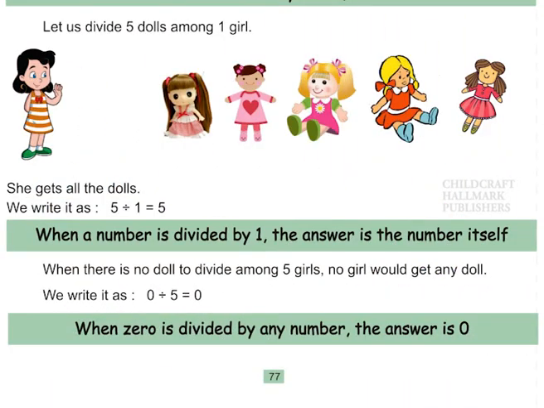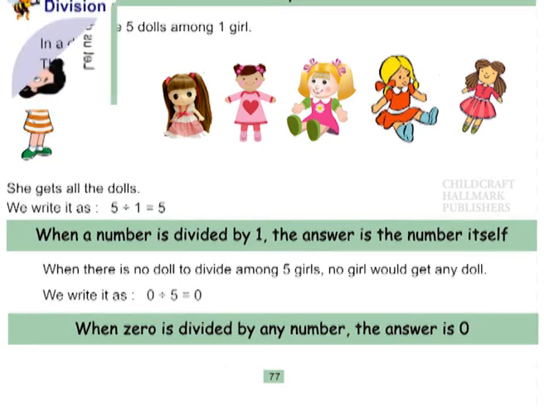Let's divide 5 dolls among 1 girl. She gets all the dolls. We write it as 5 divided by 1 is equal to 5. When a number is divided by 1, the answer is the number itself. When there is no doll to divide among 5 girls, no girl would get any doll. We write it as 0 divided by 5 is equal to 0. When 0 is divided by any number, the answer is 0.